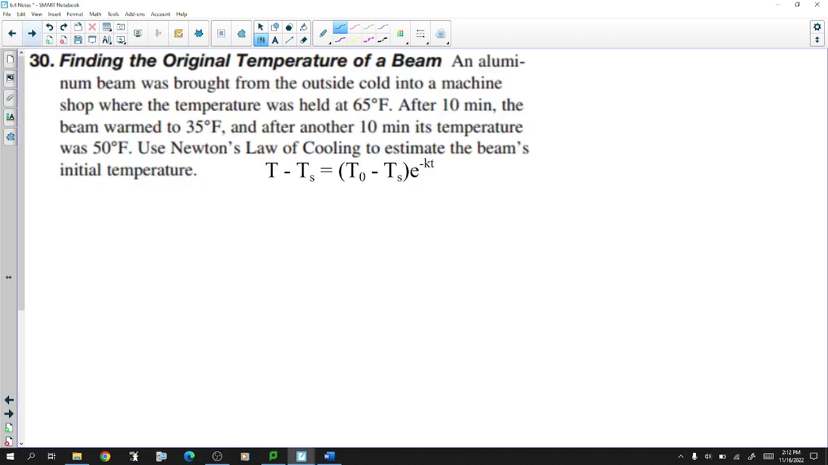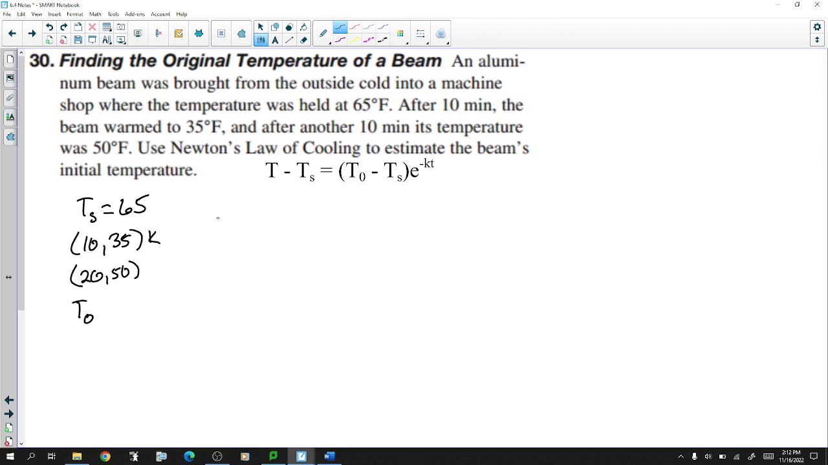An aluminum beam was brought from the outside cold into a machine shop where the temperature was held at 65 degrees Celsius. So the surrounding temperature is 65. After 10 minutes, the beam warmed to 35 degrees. That allows us to find the k. And after another 10 minutes, its temperature was 50. Use Newton's law of cooling to estimate the beam's initial temperature. So we want T naught.